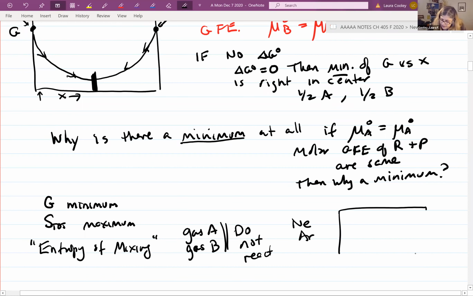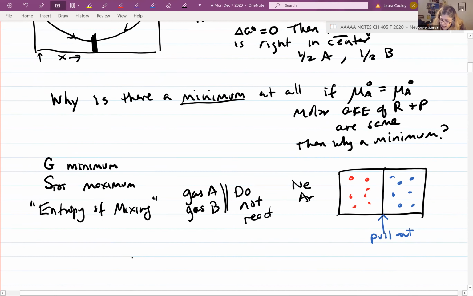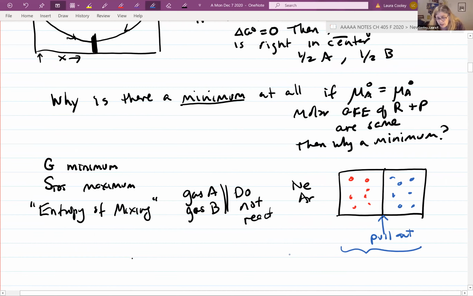So if you started out with something like this, where you have the same pressure and a bunch of neons on one side and a bunch of argons on the other side, and you pull this out, and you calculate the entropy of the whole thing before and after you pull it out, the entropy is greater after. That's because a half-and-half mixture has a greater entropy than having 50 on one side and 50 on the other, which has a lower entropy than a 50-50 mixture.